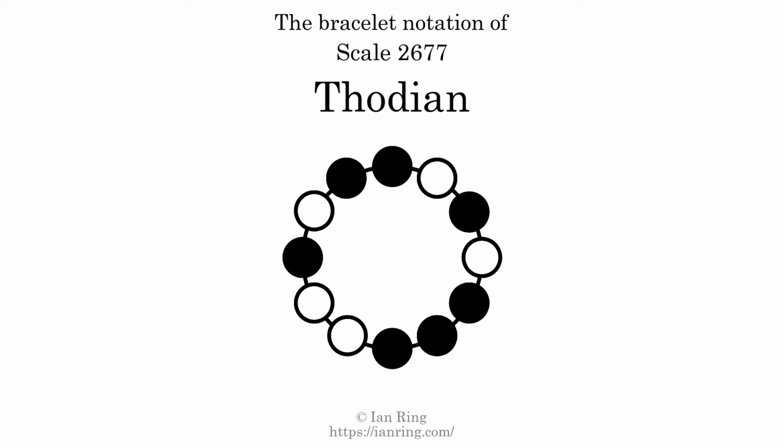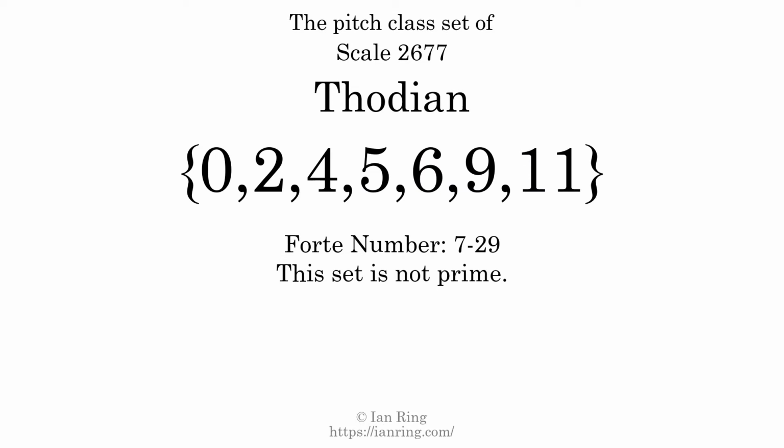This is a bracelet notation diagram of scale 2677. The shaded circles represent tones that appear in the scale, and they are read clockwise, starting at the top. The pitch class set for this scale is 0, 2, 4, 5, 6, 9, 11. The forte class is 7-29. This set is not prime.